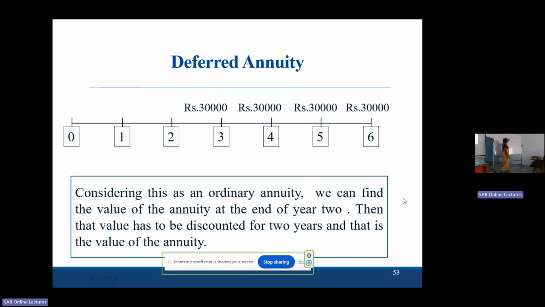Then you value the ordinary annuity, so the value at year 2. In the original timeline, we are at the end of year 2. So the value at the end of year 2 is equal to 30,000 into 1 minus 1.13 to the power minus 4, divided by 13%.